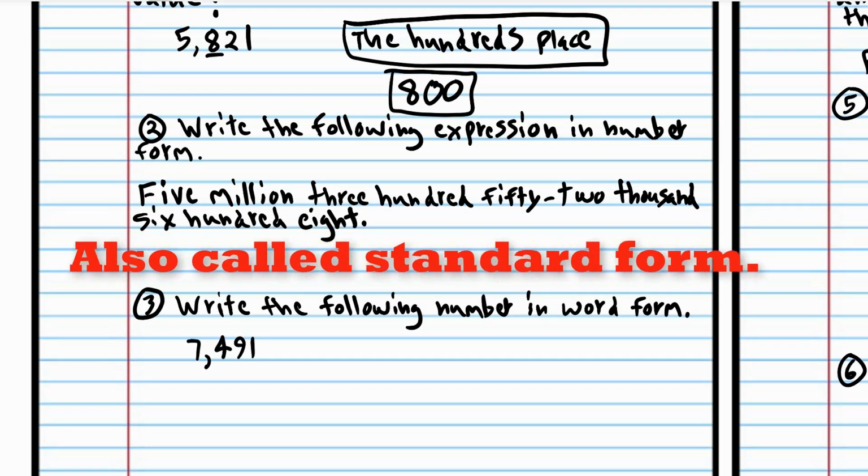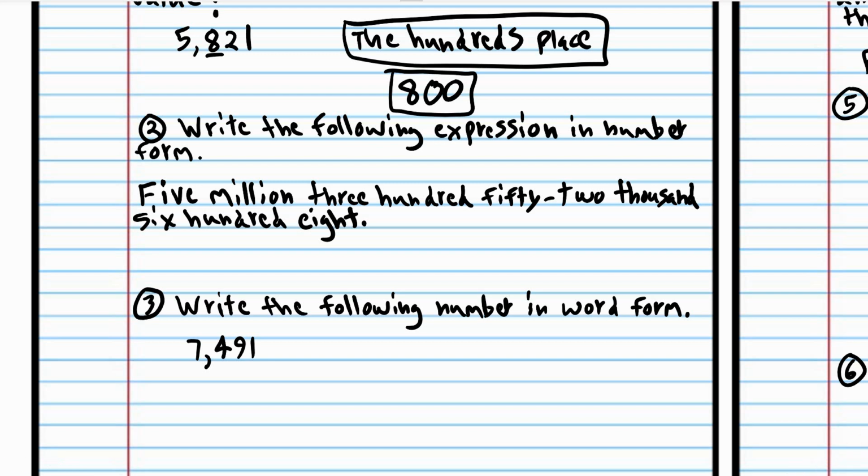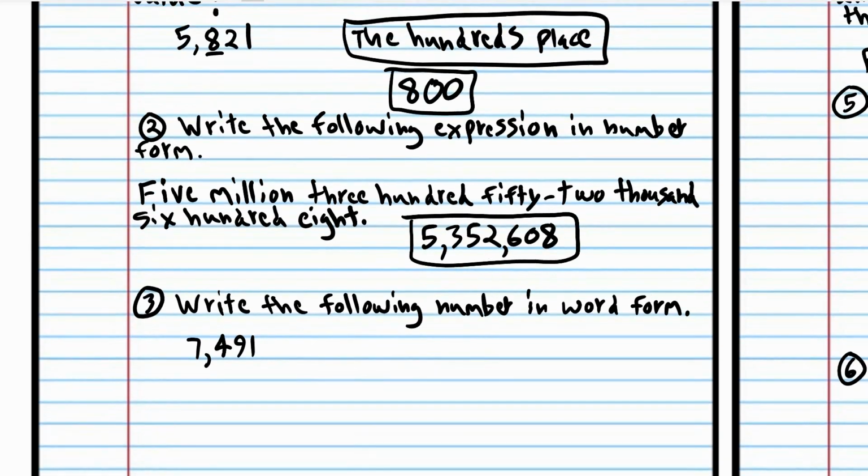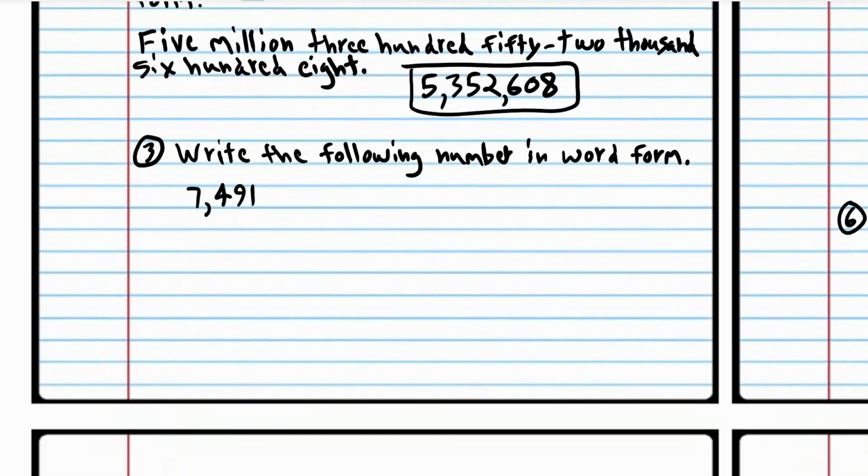So we're going to turn this word form into number form. 5,352,608. So this is class number 2 that we're going over here. And remember to put your commas. 5,352,608. All right, so that's the answer for that one. That's an example. That's all stuff that we did in class 2.